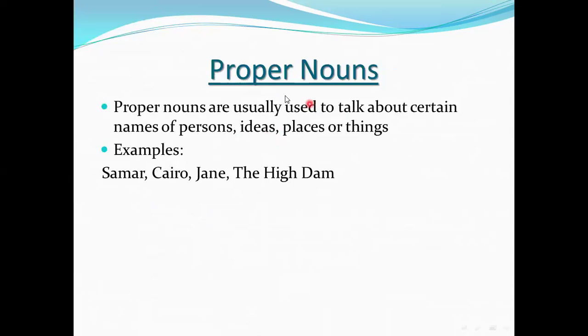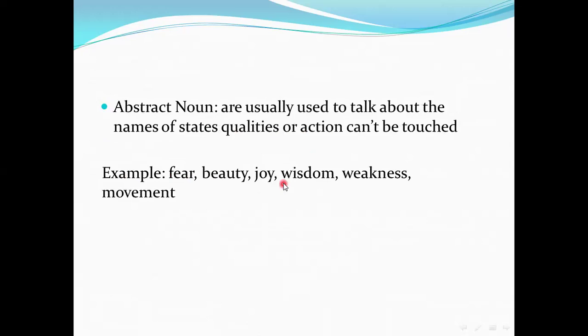Proper nouns. Proper nouns are usually used to talk about certain names of persons, ideas, places, or things. Like we say Summer, Cairo, Jane. This is proper nouns. Here we have abstract nouns.